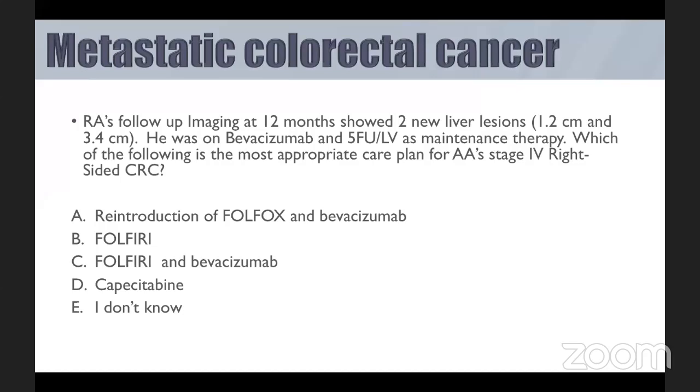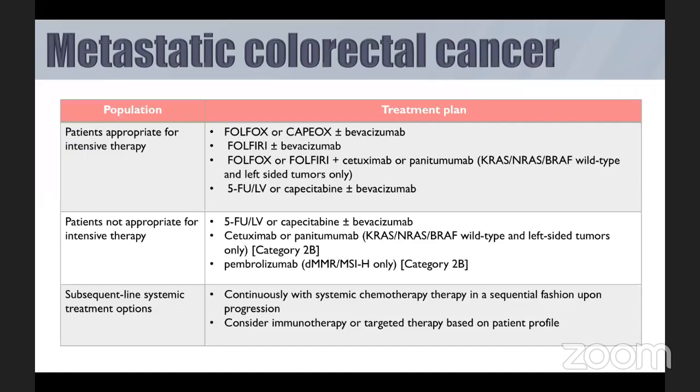Okay. I understand that reintroduction of FOLFOX would be an option, but actually I would give this patient FOLFIRI and bevacizumab, since the progression is within 12 months, a shorter period after starting the original chemotherapy. So I would recommend FOLFIRI and bevacizumab for him. And as I said here, continuation of bevacizumab would also be an option for this patient.